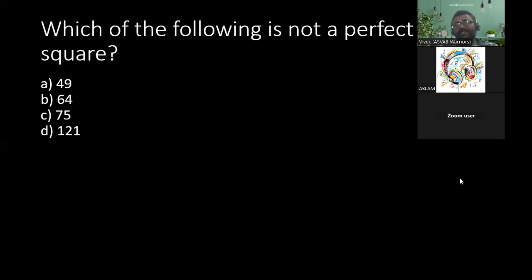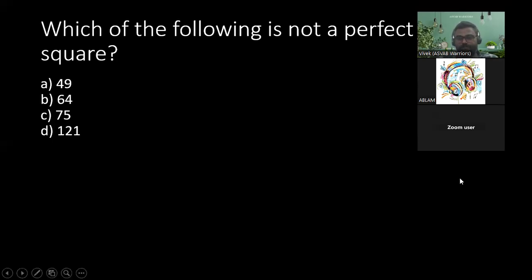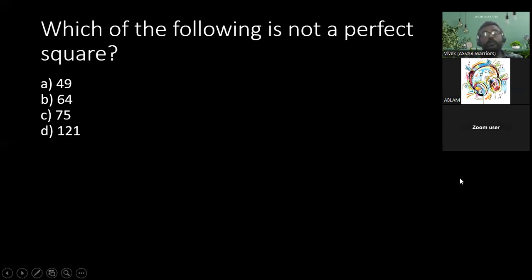Which of the following is not a perfect square? Which is not a perfect square, guys? These are just some basic questions that will help you in getting your foundation strong about squares and square roots. Perfect square means what? Like let's say 25 is the perfect square of 5. 36 is a perfect square of 6.